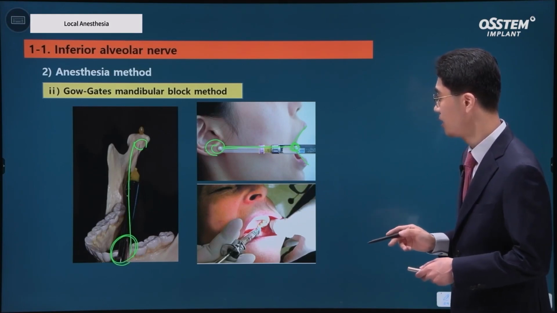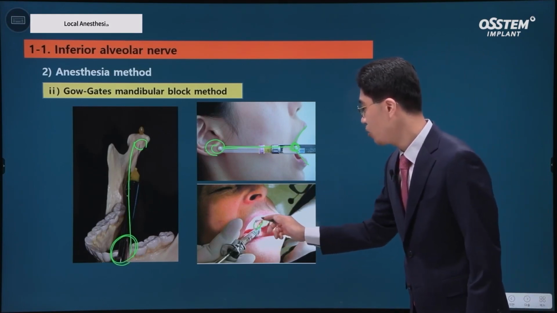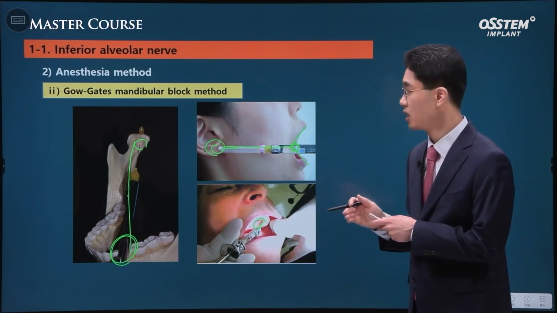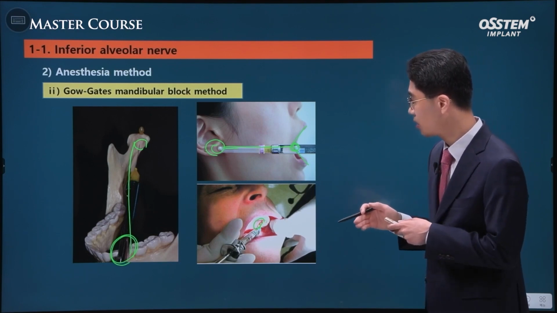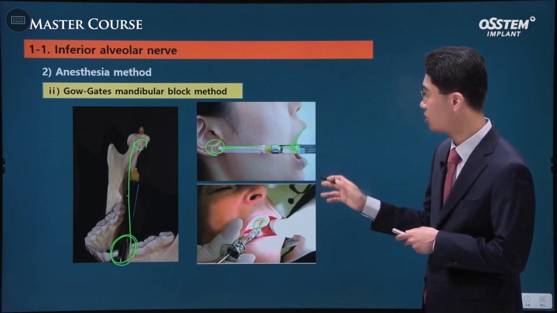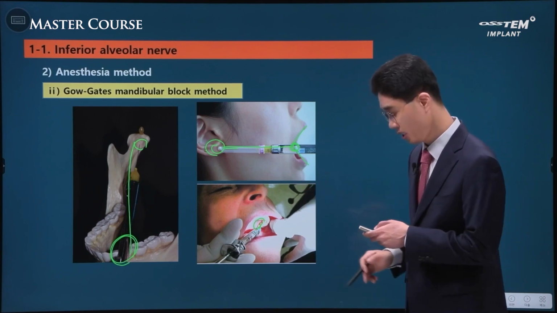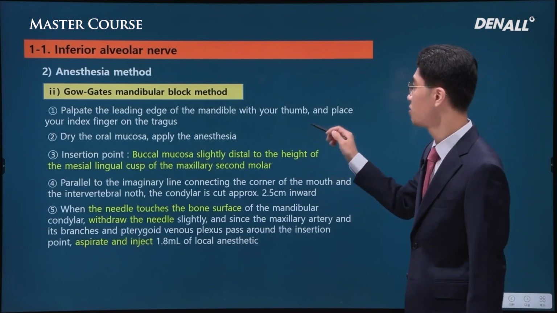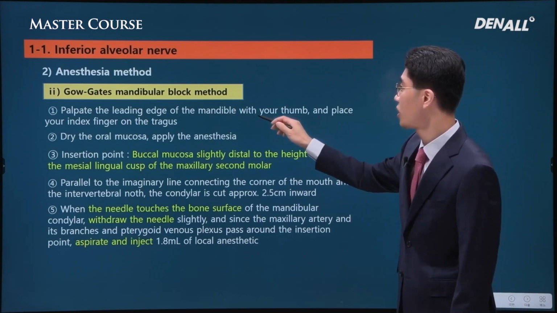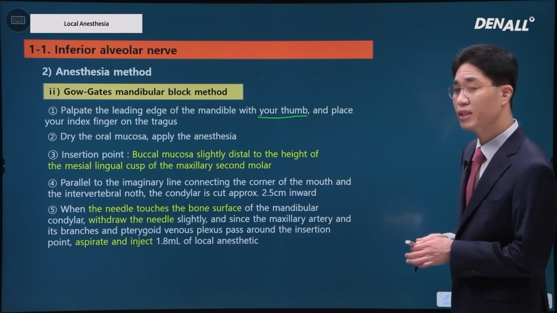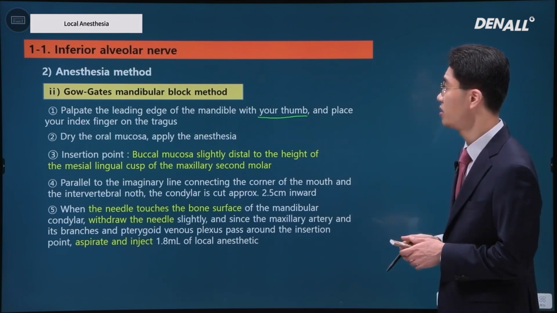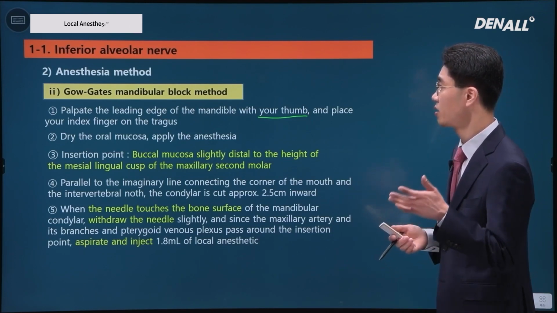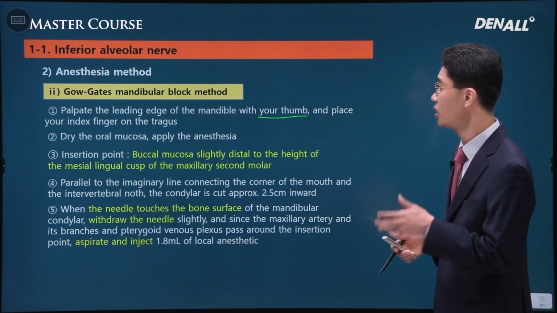The needle is inserted to the buccal mucosa slightly distal to the height of the mesiolingual cusp of the maxillary second molar. At this point, you need to palpate the leading edge of the mandible with your thumb and use the rest of your fingers to support the tragus. You need to provide the support.